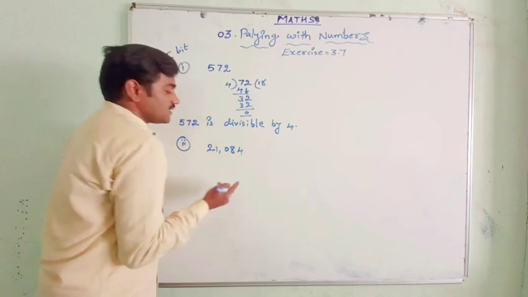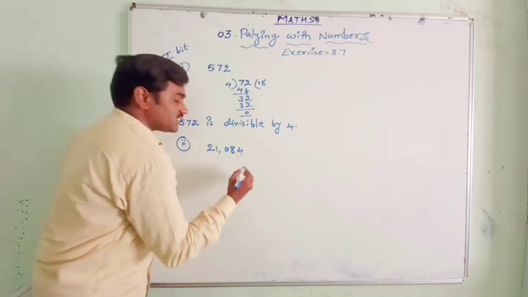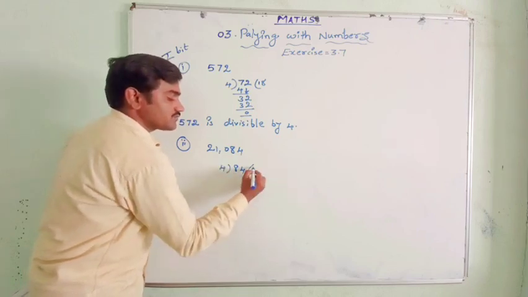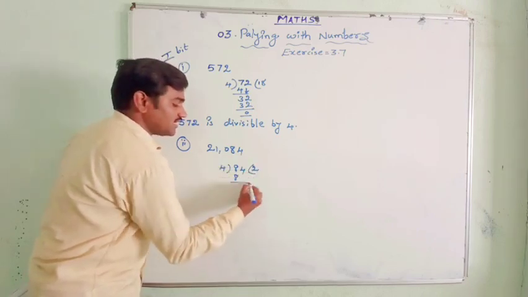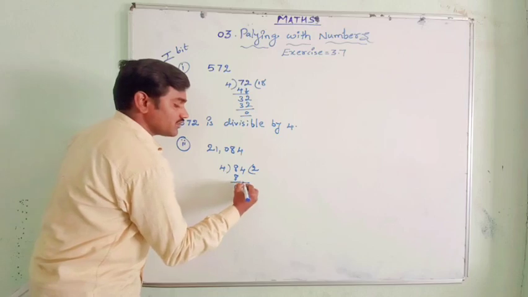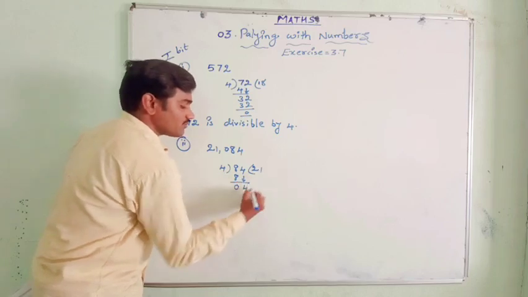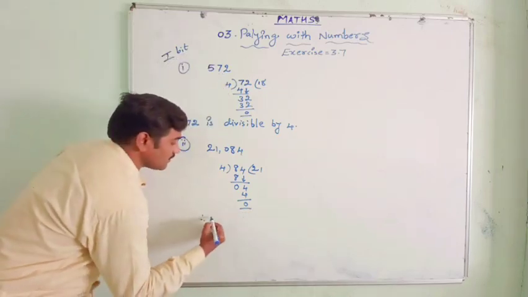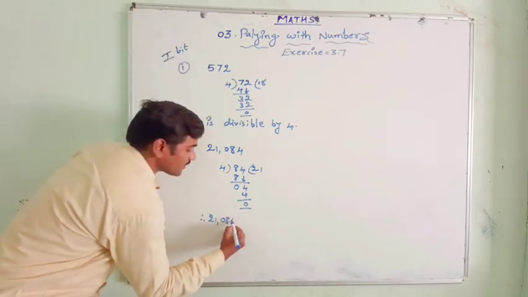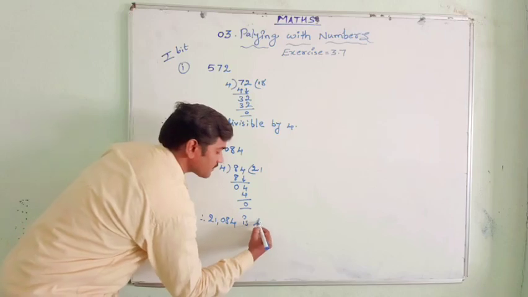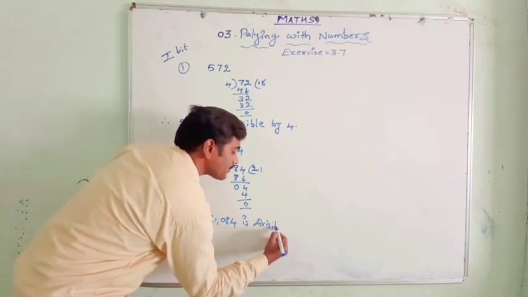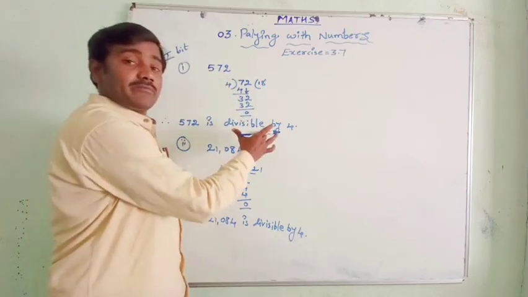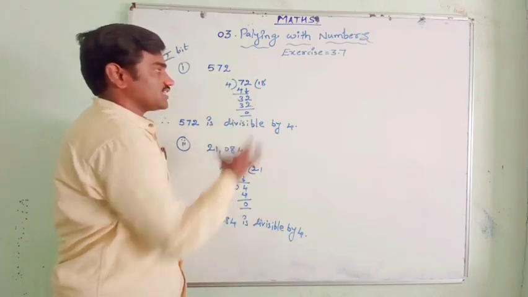21,084. What are the last 2 digits? That is 84. Let us check whether 84 is divisible by 4. Yes. 4 twos are 8 and 0. Here we bring down the 4. 4 ones are 4. And the remainder is 0. Here also, simple: 21,084 is divisible by 4.